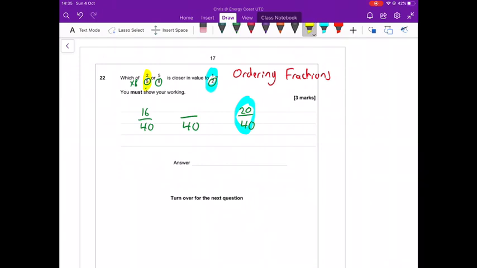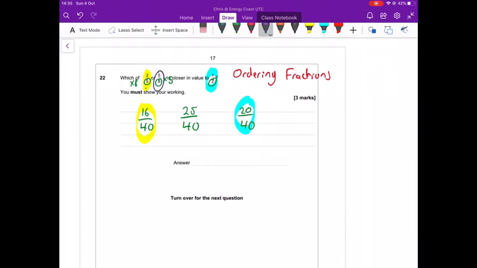5 times 8 is 40. So these two things are what we call equivalent. They are the same, those two yellow fractions, okay? So it's been really similar with this. What do I times 8 by to get 40? 5. 8 times 5 is 40 and 5 times 5 is 25, okay?